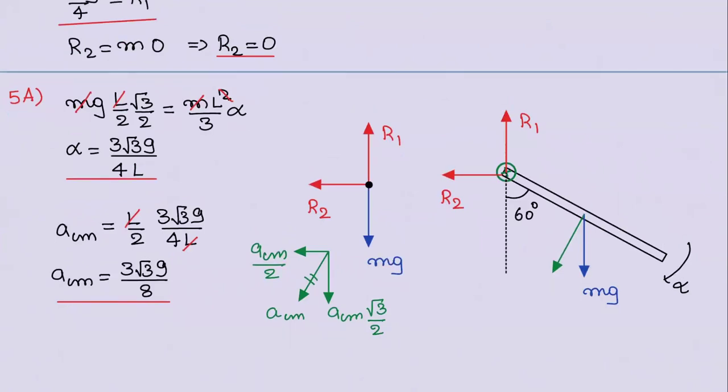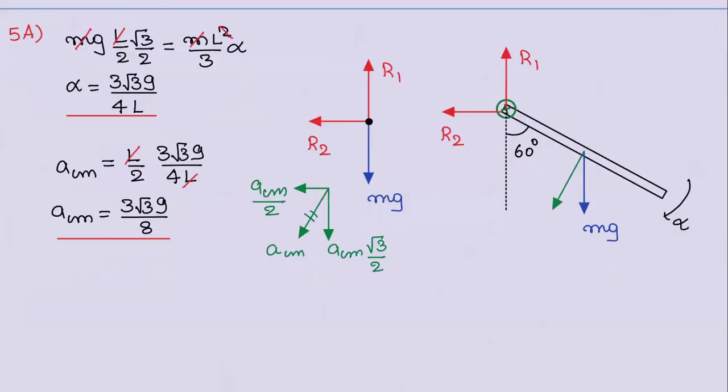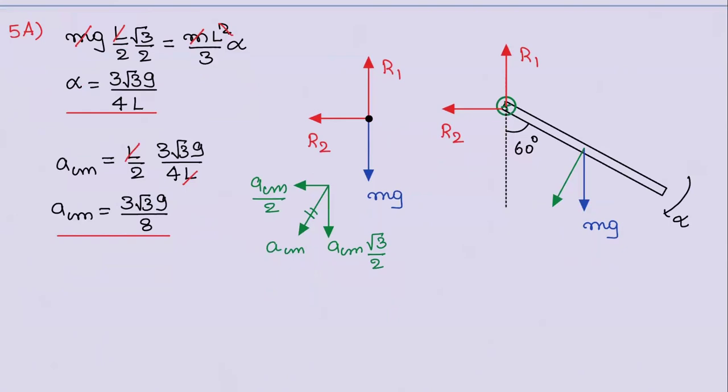Now observe, net force in vertical direction is equal to mass times acceleration in vertical direction. So I can write like this. In vertical direction, mg minus R1 is equal to m into ACM. What is ACM? ACM is 3 root 3 by 8 g into root 3 by 2. This is the vertical component of acceleration. Now, if you simplify, you will get the answer.